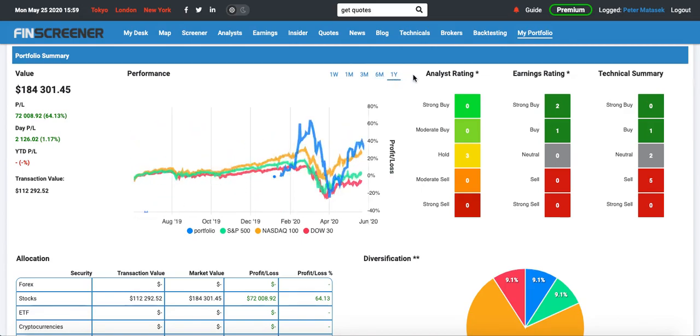These three rating segments show the number of securities for each rating within the portfolio. So, for instance, there are a number of companies that have a hold analyst rating, a number of companies that have a strong buy earnings rating, and a number of companies that have a sell technical summary.